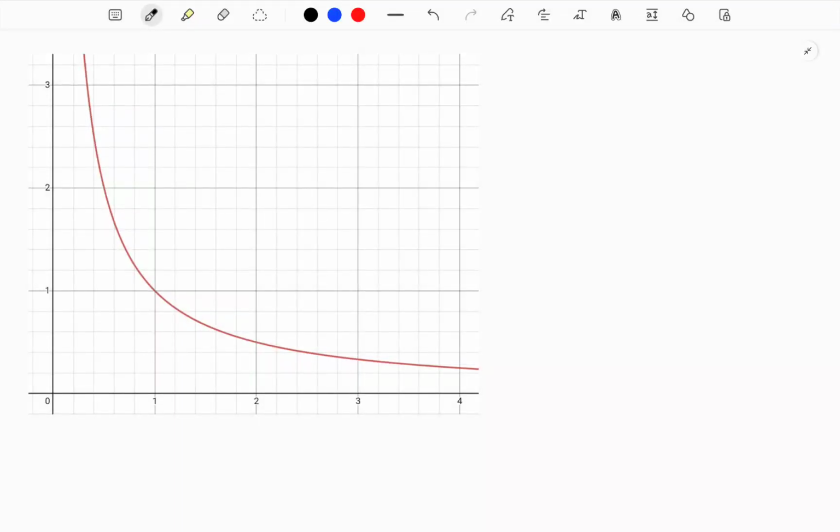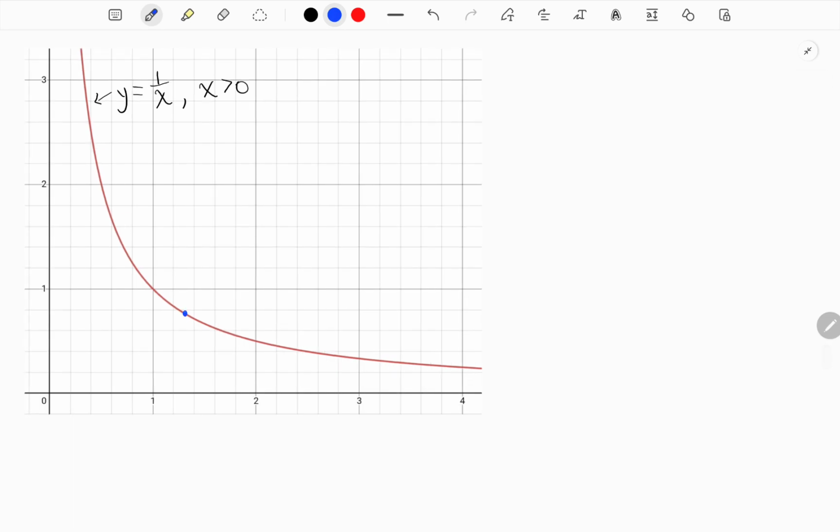Here is the graph of the function y is equal to 1 over x, and x is positive, greater than 0. And what I'm interested in is, given any point on the graph, let's say I'm right over here at some x value a and some y value 1 over a, so this point right here would have coordinates (a, 1 over a), where a is positive.